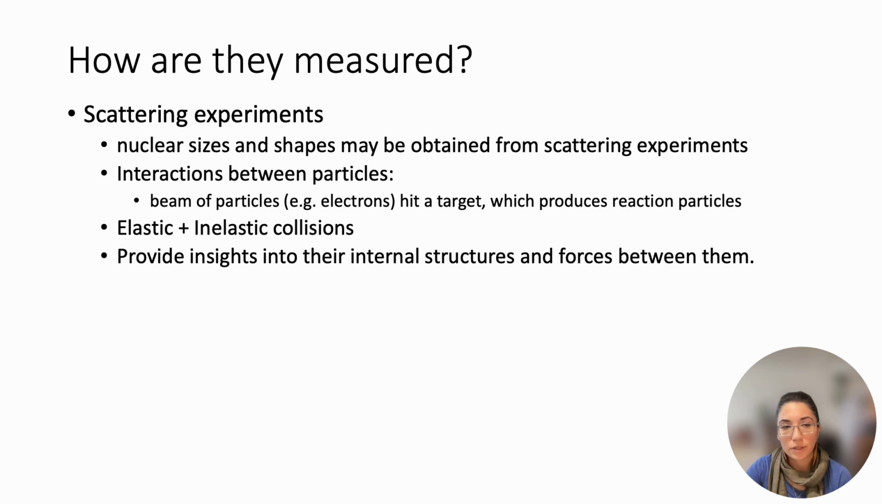So how are they measured? Form factors are typically measured in scattering experiments. And scattering experiments are an important tool of nuclear and particle physics, and they're used to study the details of interactions between different particles and to obtain information about the internal structure of atomic nuclei and the constituents, such as nuclear sizes and shapes, that are undergoing a specific type of interaction, such as an elastic or inelastic collision.